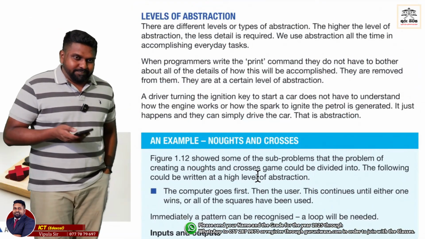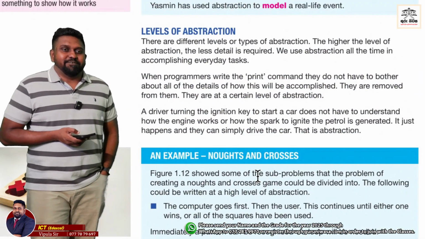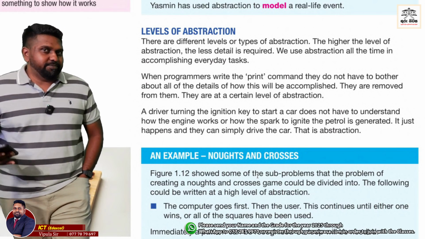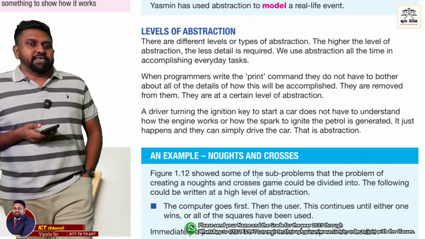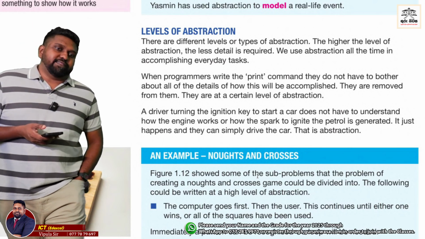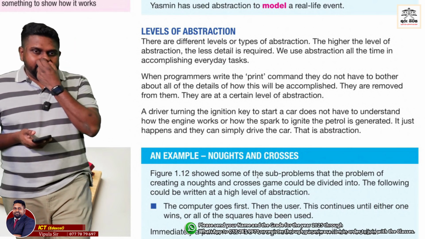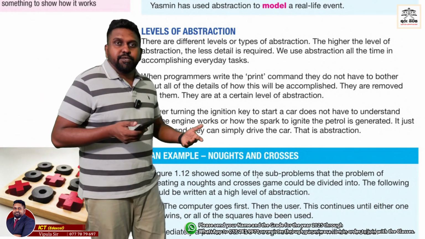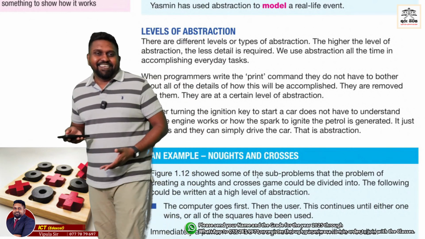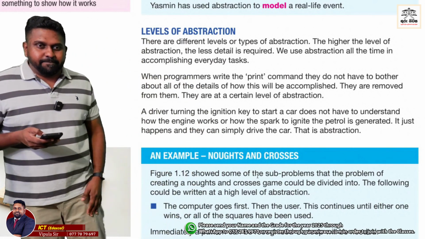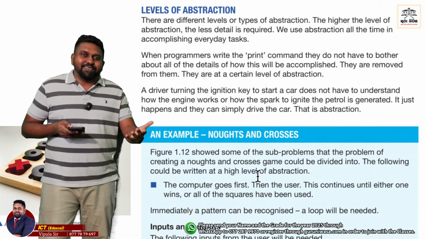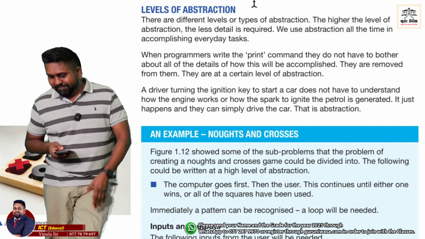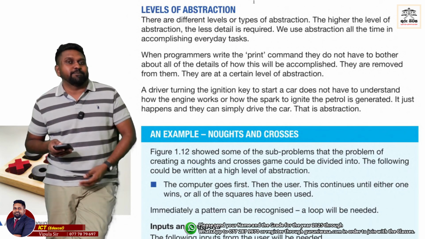the levels of abstraction. There are different levels, or let's say types, of abstraction. The higher the level of abstraction, the fewer details are required, and at the same time we use abstraction in almost everything every day, right? So when it comes to a very simple command like print, when you use print, this is the same thing which I told you guys about Google Maps.